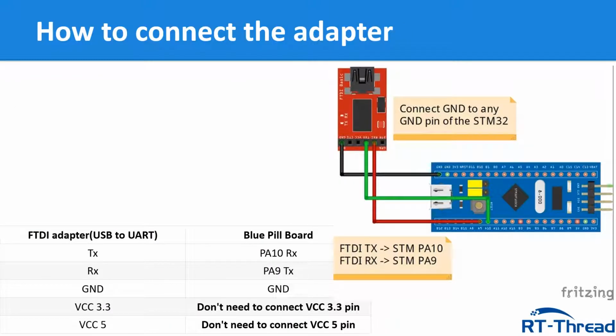Meanwhile, you should also connect the USB to UART adapter. The adapter's TX pin should connect to the BluePill board's RX pin, which is PA10, and the adapter's RX pin should connect to the BluePill board's TX pin, which is PA9, and ground to ground. But we don't need to connect the power supply pin again.